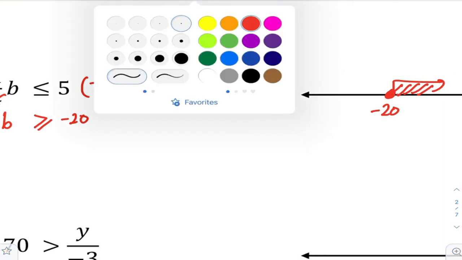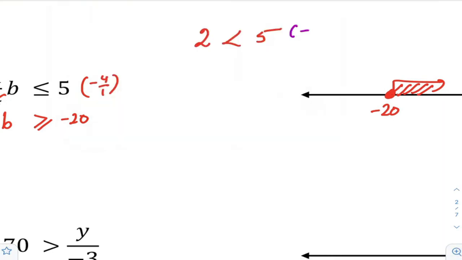Let's multiply both sides by -1. Now this becomes -2 and this becomes -5. Now, which one is more, -2 or -5? Everyone knows that -2 is more than -5. And this explains why in division and multiplication, we switch the sign if you multiply by a negative number. Even when you divide by a negative number, you will flip the sign of the inequality.